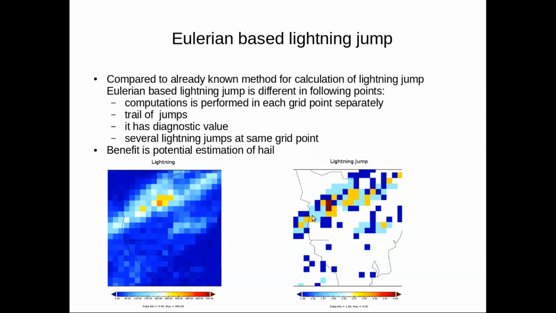And as you can see, within one particular storm, some regions can detect multiple lightning jumps, meaning that this storm within this observed area had increased its lightning activity several times. Generally, lightning jump occurrences are associated with severe effects like wind gusts, tornadoes, hail, and heavy rain. So we are attempting to see how well this trail of lightning jumps is connected with the hail in this particular case.